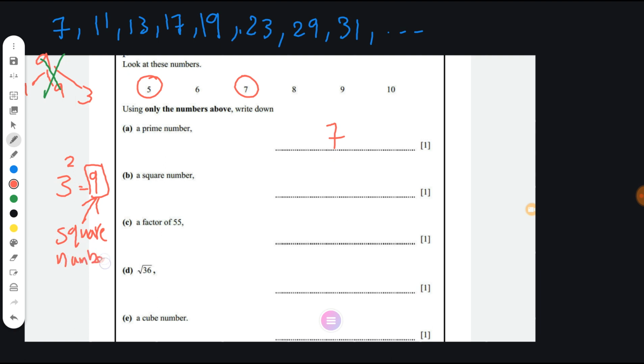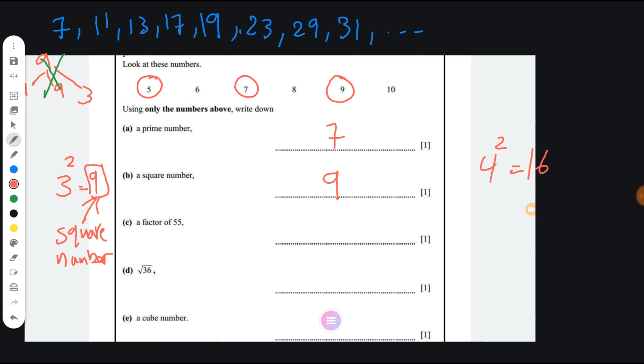Okay? What else? 4 to the power 2, 4 to indices of 2, which is equal to 16. 16 is a square number. And so on. 25 is a square number because it can be written as 5 to indices of 2. So the squared number here is 9, because it can be written as 3 to indices of 2. So 9 is a squared number.